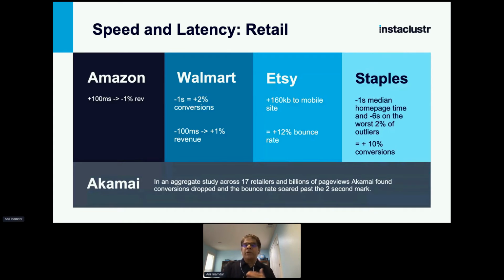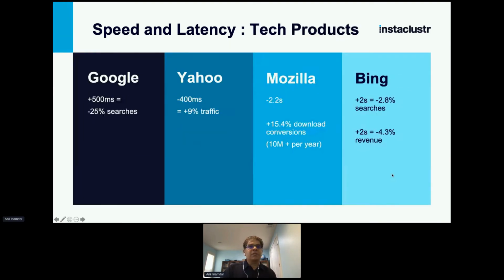Staples changed their median page load time by 1,000 milliseconds and specifically addressed the experience of the 2% of users suffering the largest delays, and they saw a 10% increase in conversion. There are several examples. I think we can probably move to the next slide.